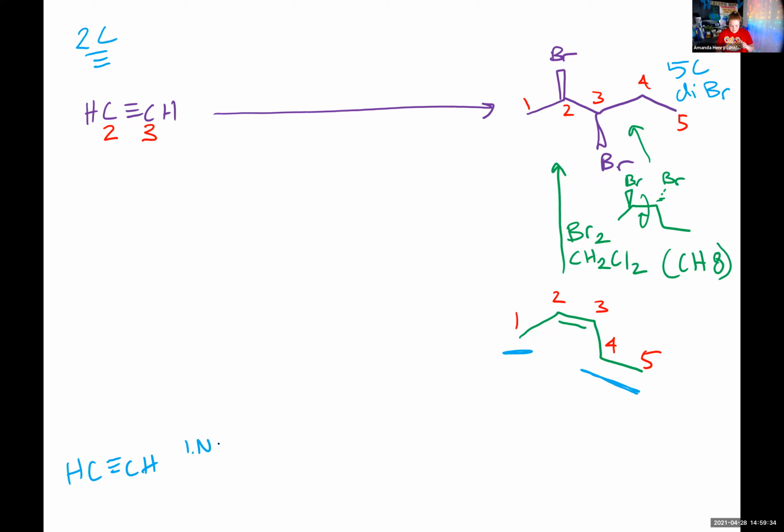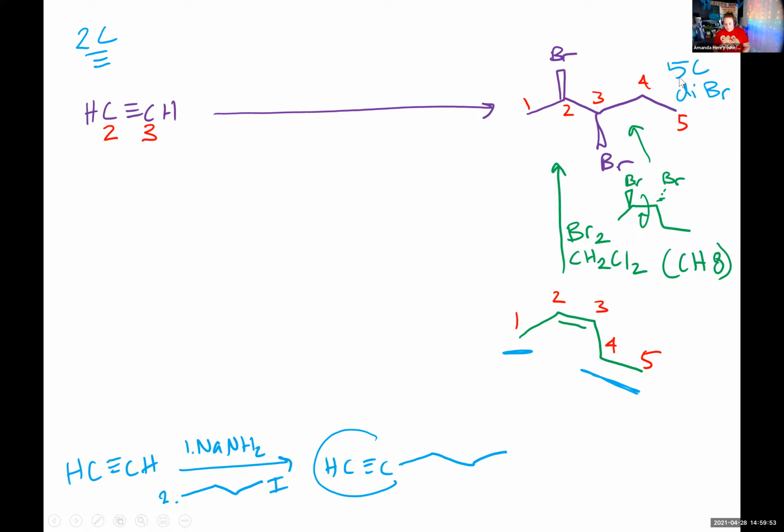If we did this, NH2, 1, 2, 3, we would then have our double bond here, our 2 bromines there. They'd be at the 2 end positions, and that's not what we're trying to create. So we do want to add on those carbon groups separately.